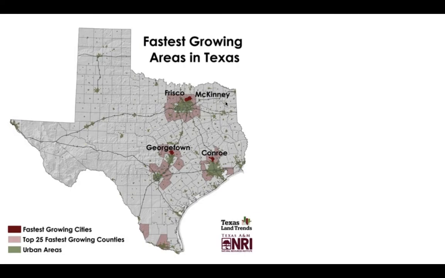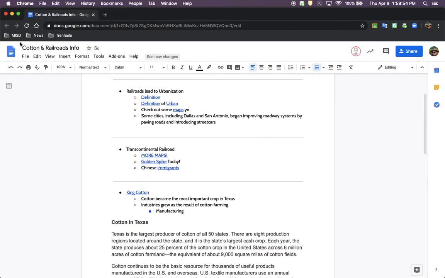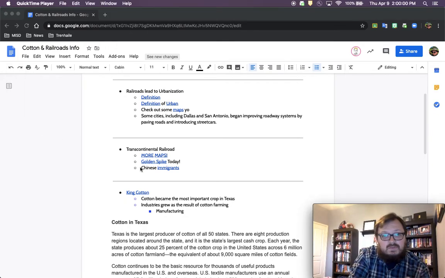And so urbanization, like I was saying before, is the amount of people moving from rural areas, country areas, into city areas. So some cities, including Dallas and San Antonio, had to improve their railroad system in order to get people to be able to come here. Then later on, closer to now, they also had to improve the roadway system, paving roads and introducing streetcars, because without that, people wouldn't have been able to travel around the cities and it would have been really congested. And so now we have highways and roads that allow traffic and people to move in and out of these cities very easily. And that is what urbanization is.